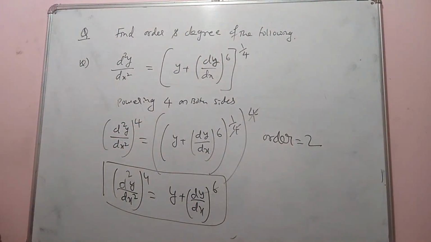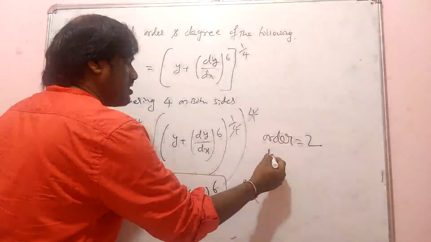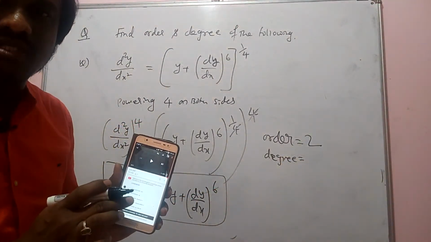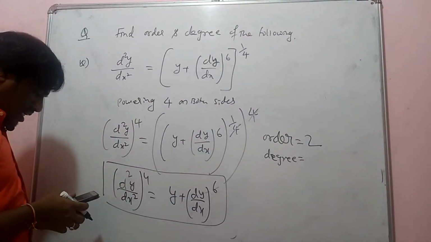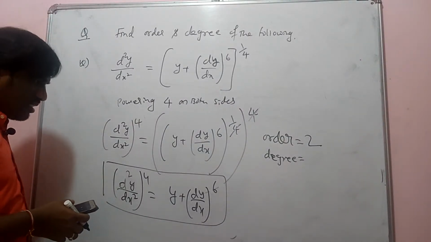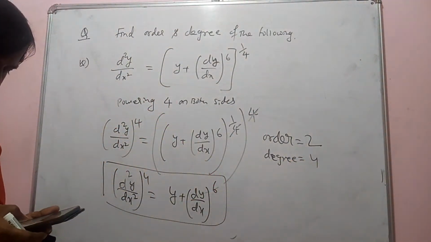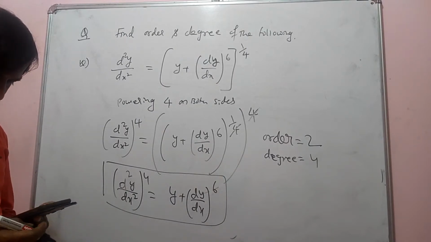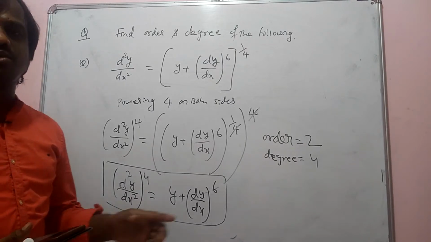Order is 2, and the degree you can see here. Degree is equal to what I am getting? I am seeing your chart here. So now degree is equal to how much? Degree is equal to 4. Correct. Very good, Tanishka and Suhana answered. Degree is 4. Yes, correct. So this is the way to understand.